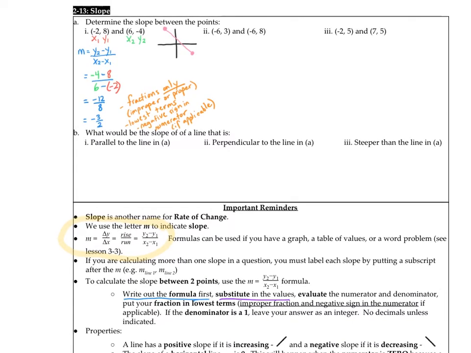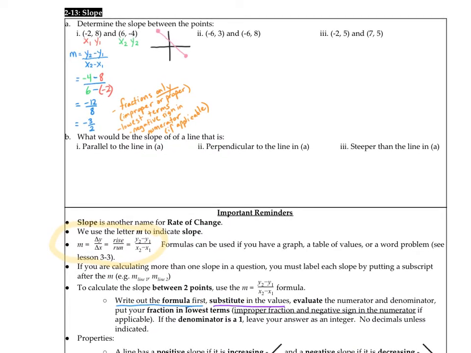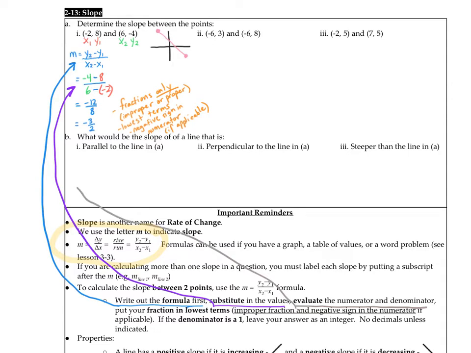So just to recap, the first thing you do is you write out the formula. So that's here. The second step is to substitute the numbers in. And that step is here. And the third thing that you would do is to evaluate the numerator and the denominator, which is right here.